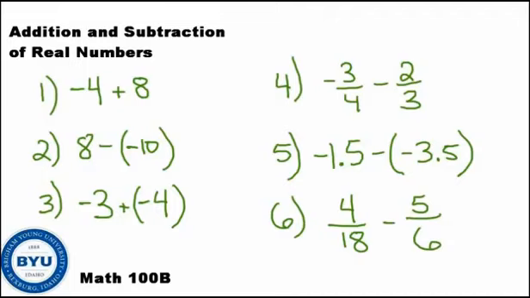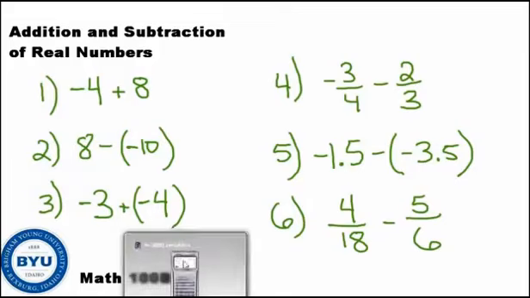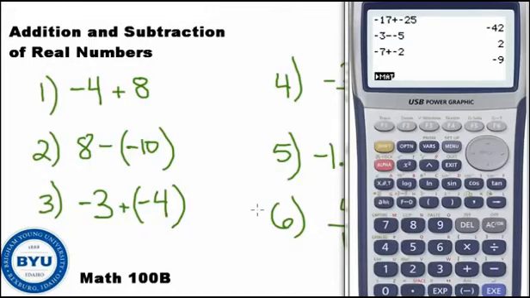Okay, hopefully you've tried these problems now and are ready to proceed. Again, you can use your calculator to do these problems if you'd like. For this first one, you just type in negative 4 plus 8 and you get 4.